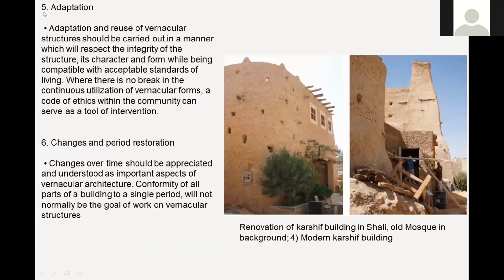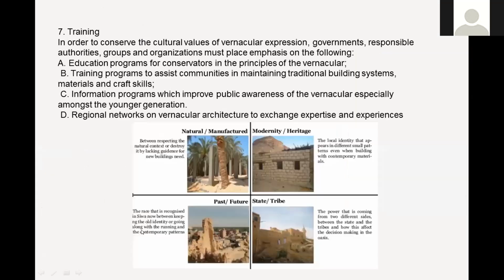The fifth thing is adaptation and the use of vernacular structures, carried out with respect to the site and its acceptable standards. This picture shows the renovation of a building in the old city of Shali. This is a mosque, and this is how it has been incorporated with modern restoration and conservation techniques. And finally, there is training.